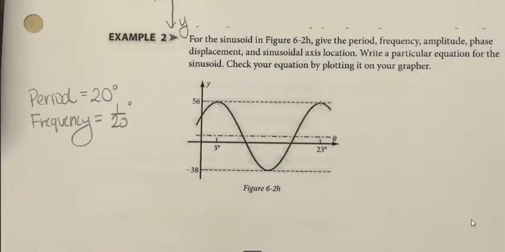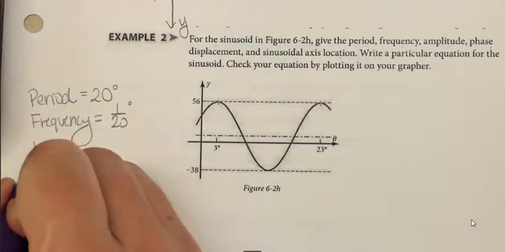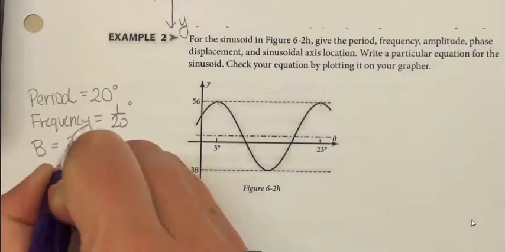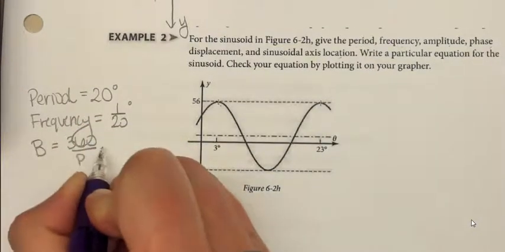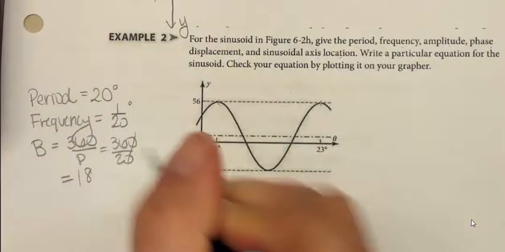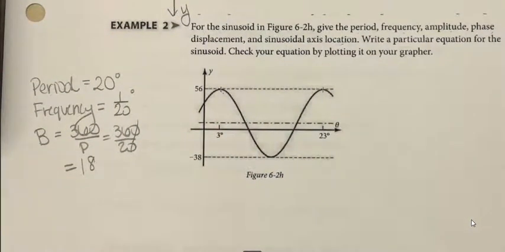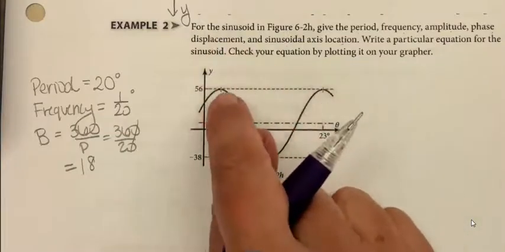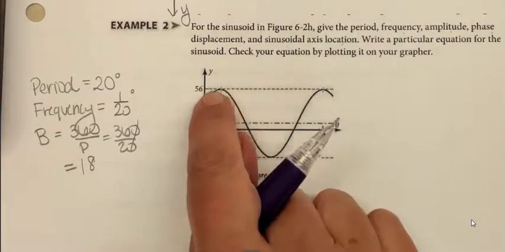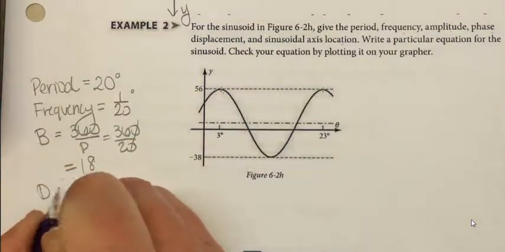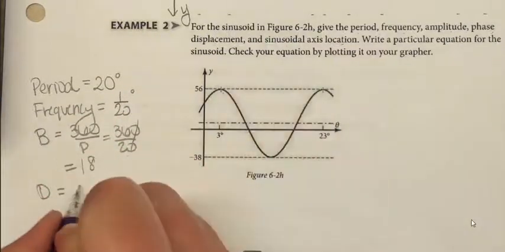From there, we can figure out what our B is. If we want to write the particular equation, we're going to actually need B. So B is 360 divided by the period, which is 360 divided by 20. So B gives me 18. I can find my phase displacement or my horizontal shift rather quickly. Normally, this highest point for a cosine function would be right on the y-axis, but it's been moved over 3 degrees. So that's D, that phase displacement. I know it's been moved 3 degrees to the right.